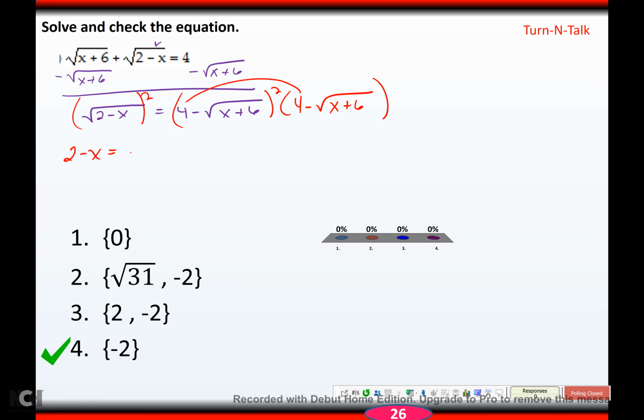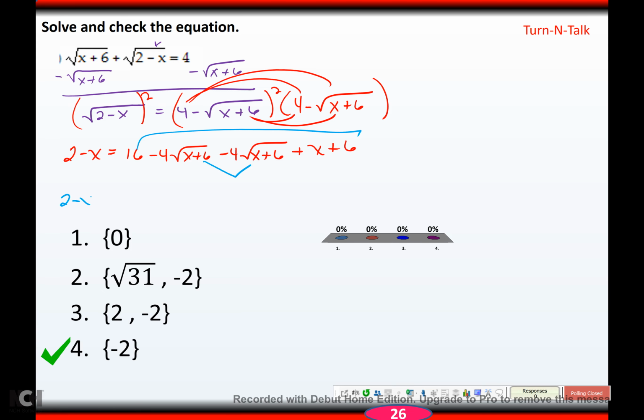4 times 4 is 16. This is going to be negative 4 square roots of x plus 6. This is going to be negative 4 square roots of x plus 6. And this is going to be a positive x plus 6. Okay, so if I clean this thing up, combine like terms, I get 2 minus x equals 16 plus 6 is 22 plus x minus 8 square roots of x plus 6. So now I need to get this radical alone.